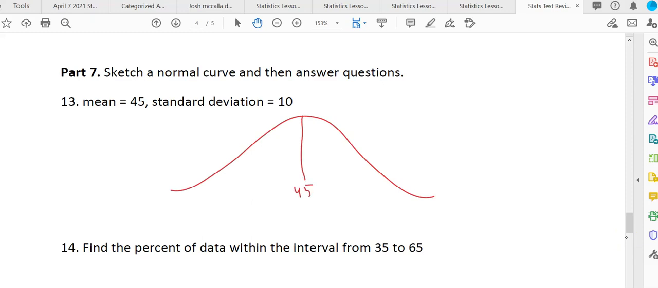So mean is 45, 55. Always go 3 standard deviations out.